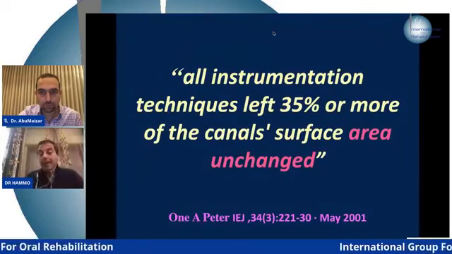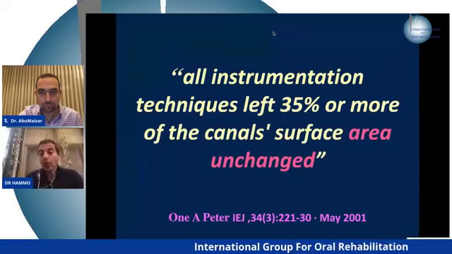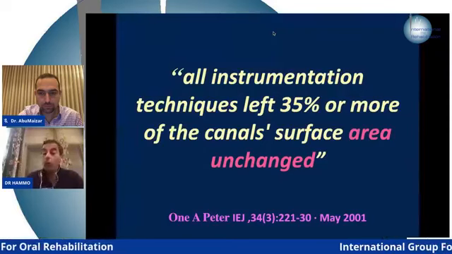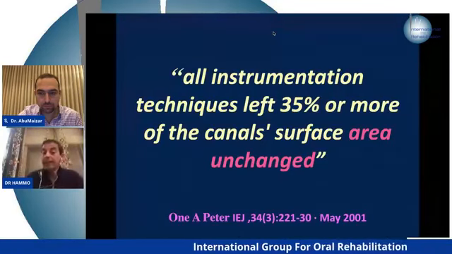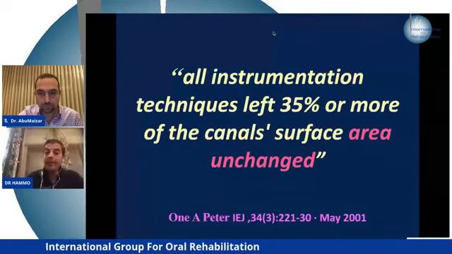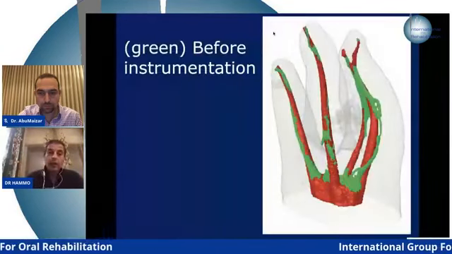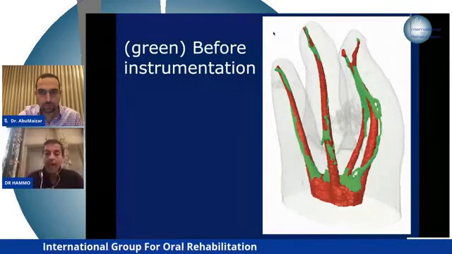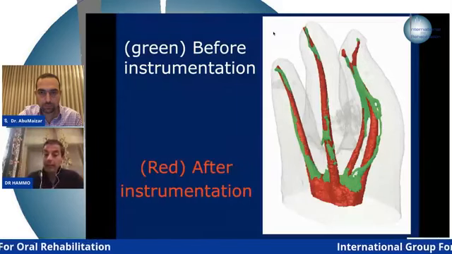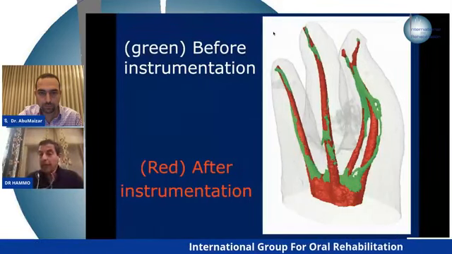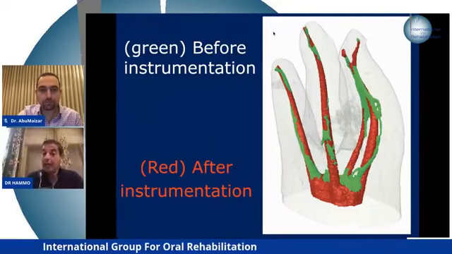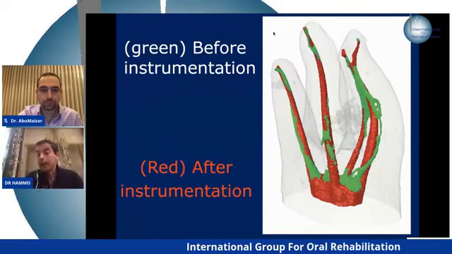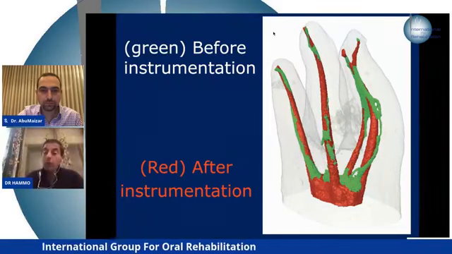According to Peters, who made a study in 2001, all instrumentation techniques will leave about 35% of the walls or the canal surface untouched or unchanged. That means, in such a case, you can see here the green part is before instrumentation, and the red part is after instrumentation. And you can notice here a lot of green, which means untouched canals. That means they contain a lot of debris and bacteria, and those areas could not be reached by instruments. So how do we want to clean them?